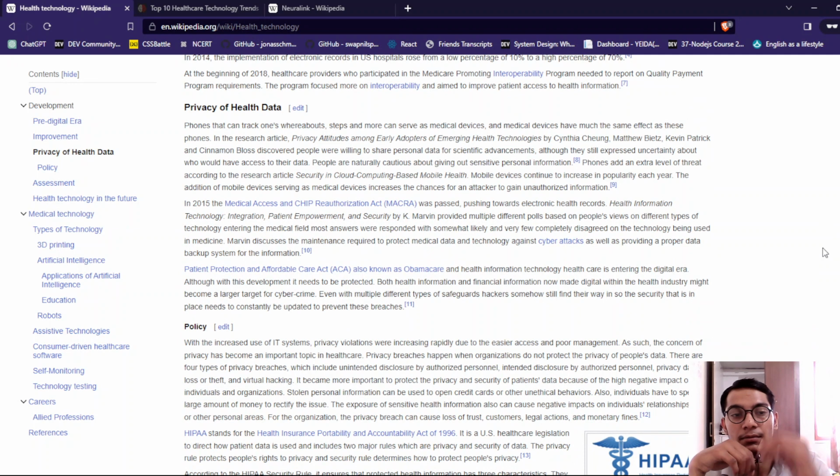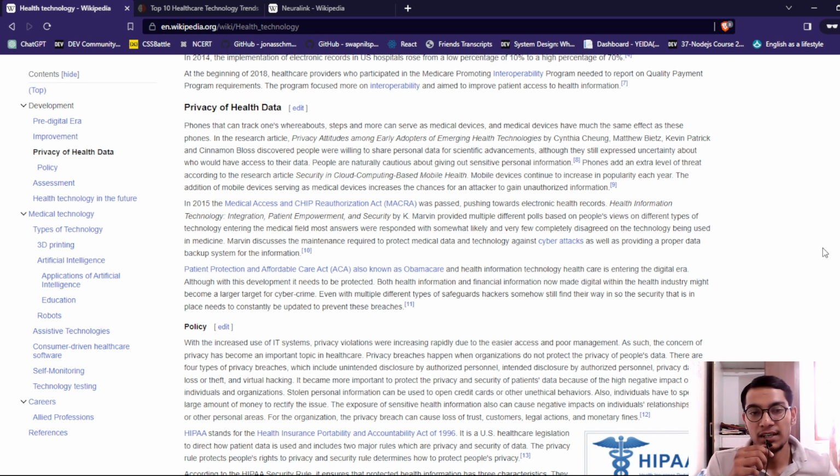Privacy of health data. Phones that can track our whereabouts and steps can serve as a medical device. Medical devices have much the same effect as these phones. In the research article Privacy Attitudes Among Early Adopters of Emerging Health Technology by Cynthia Chewing, Matthew Bates and Kevin Patrick, people were described as willing to share personal data for scientific advantage, although they still experience uncertainty about who would have access to their data.